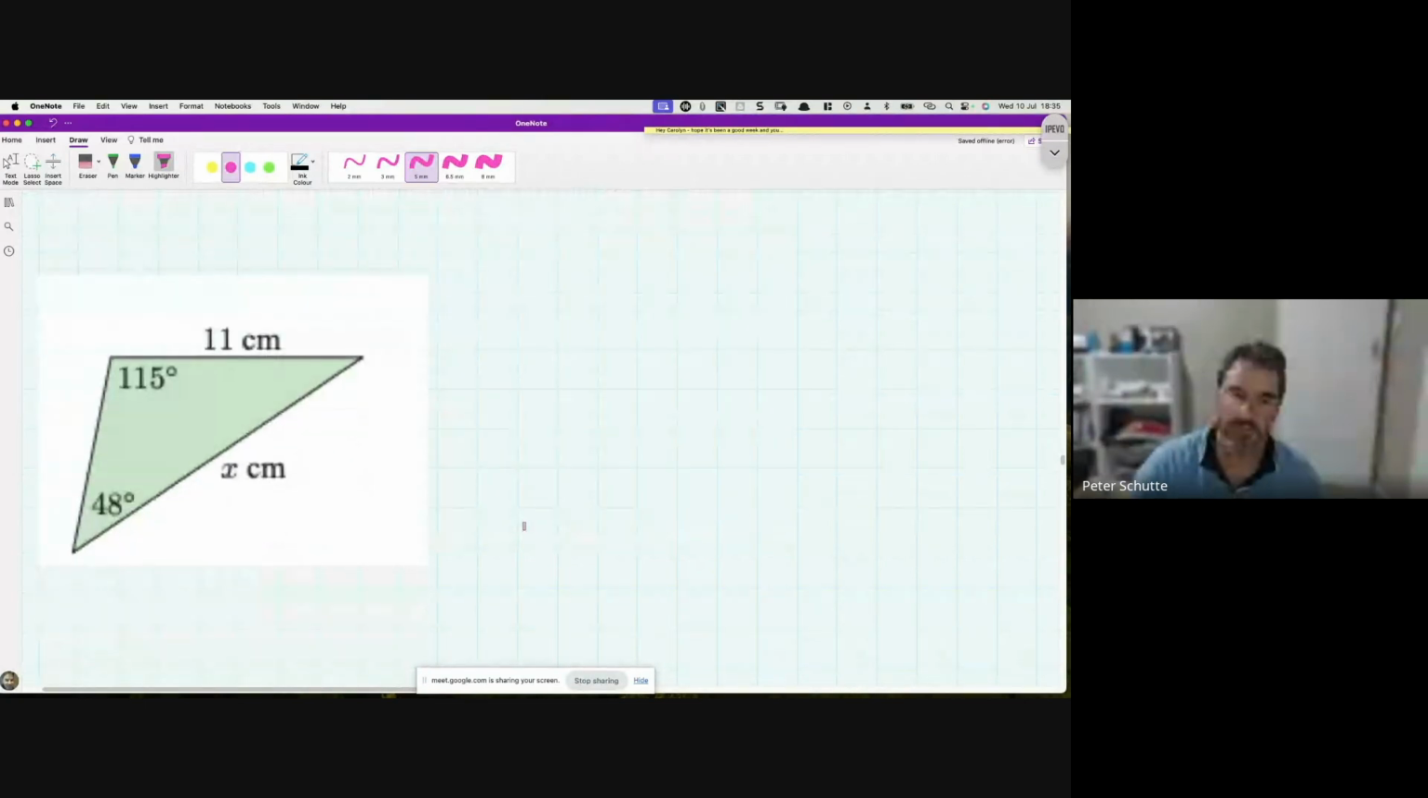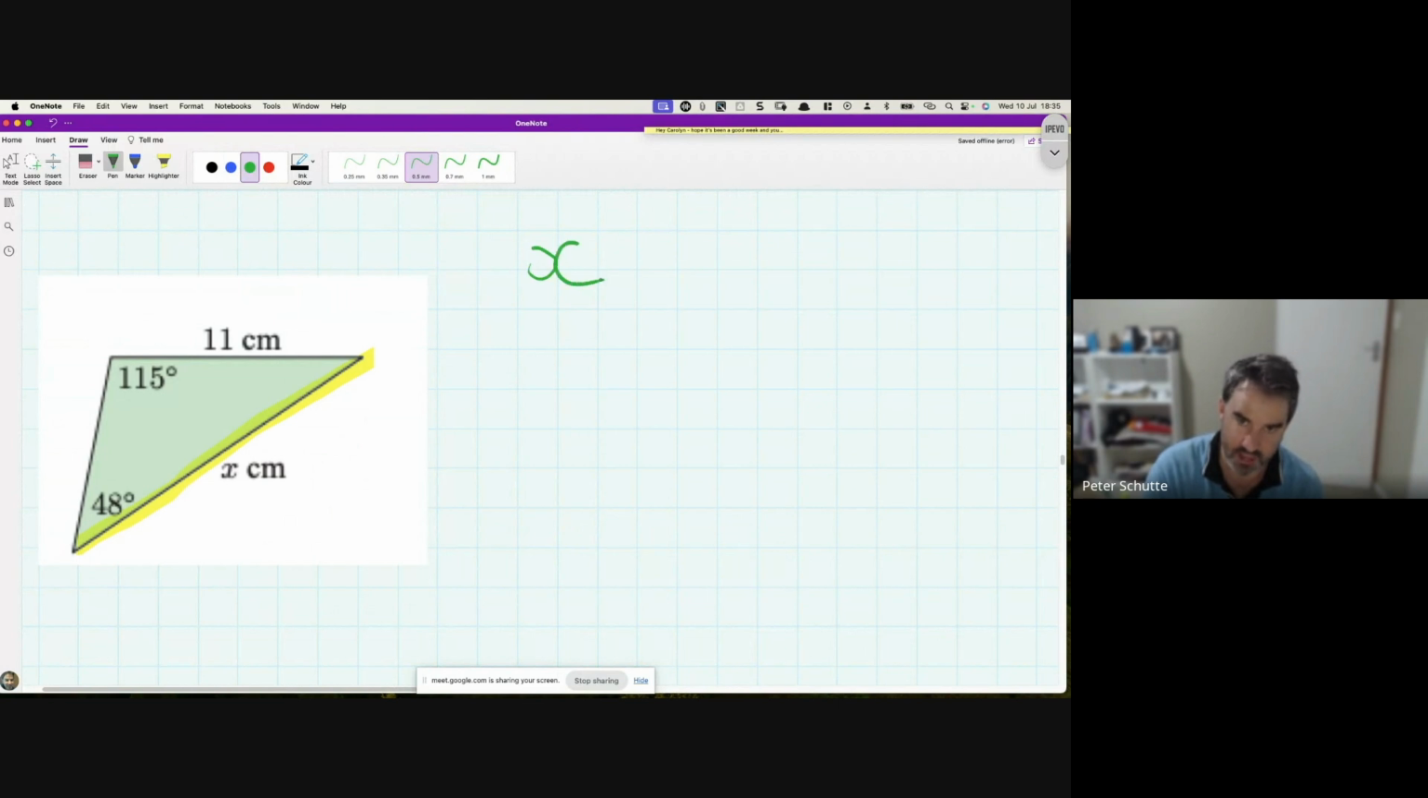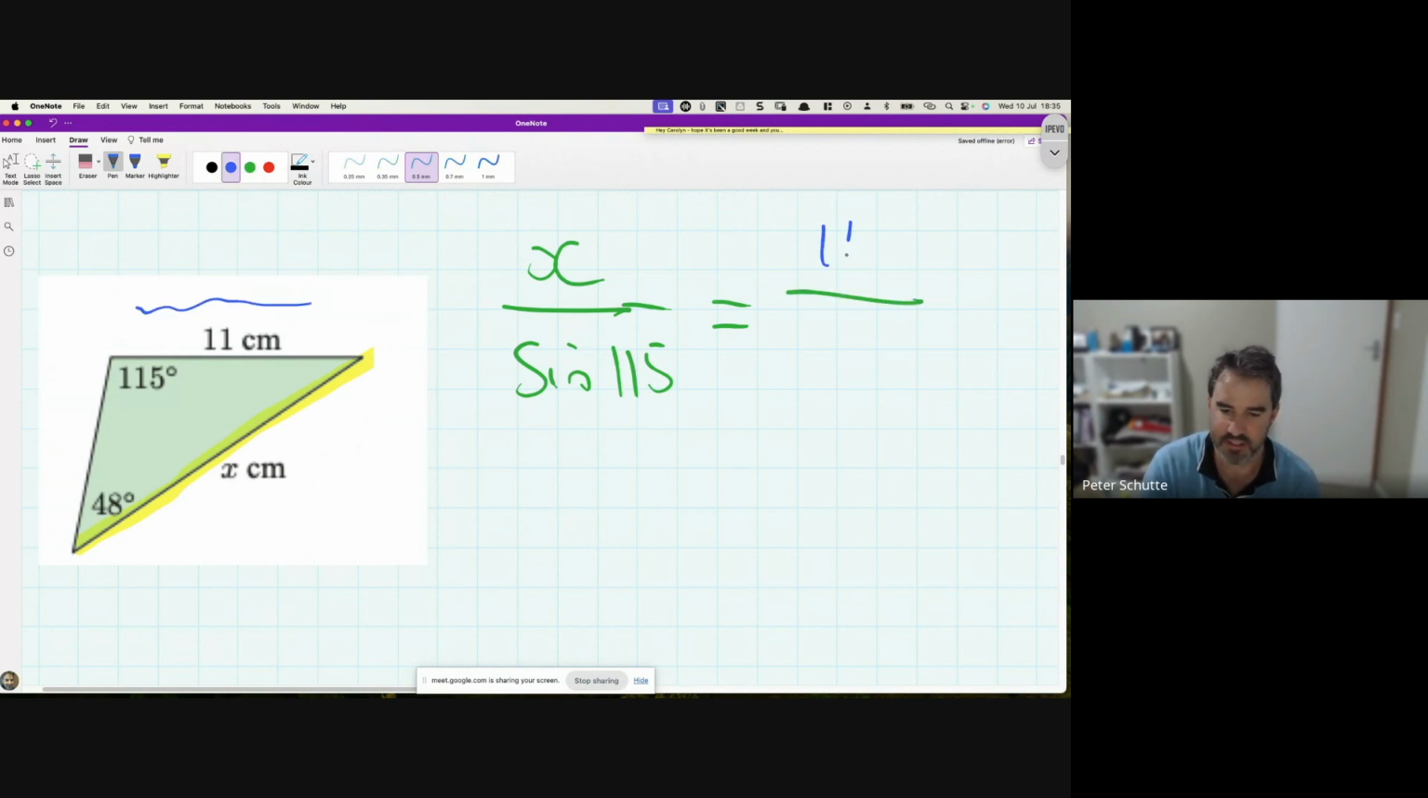So if I want to know what this length x is, using the law of sines, all I need to do is go x divided by sine 115 is equal to, now I need another side. What's another side that I have? Oh, I have 11, so I go 11 divided by the sine of 48.